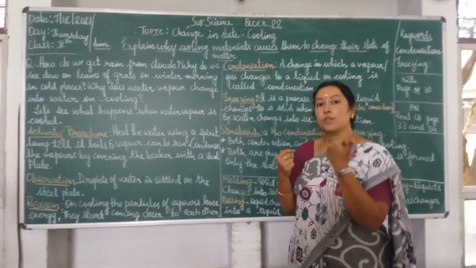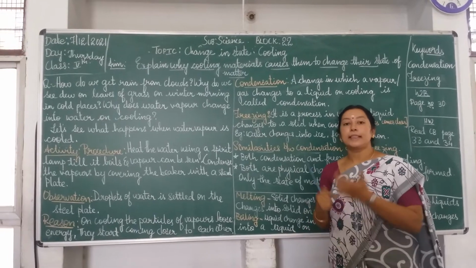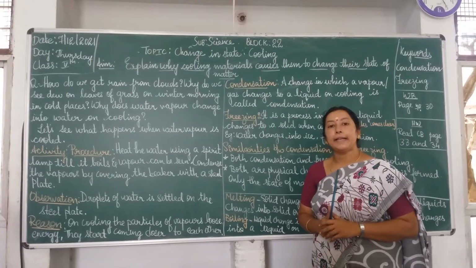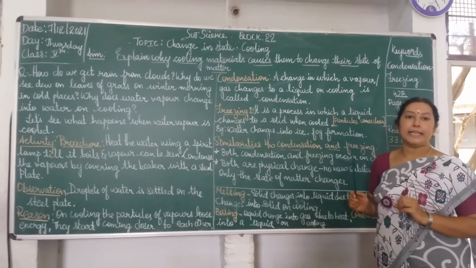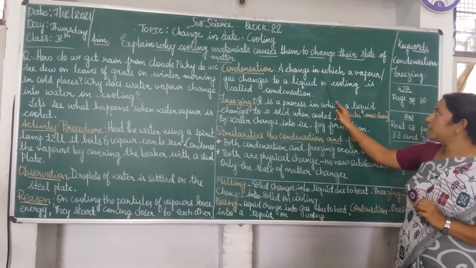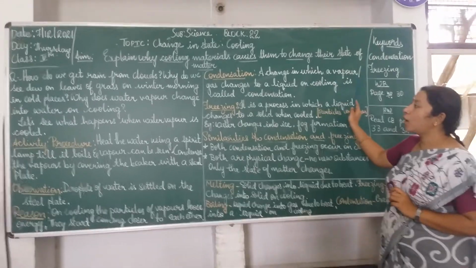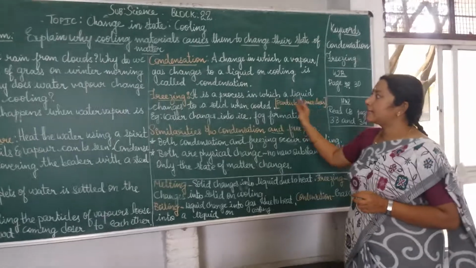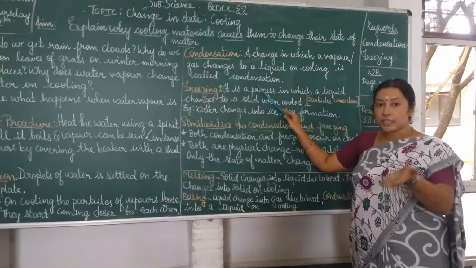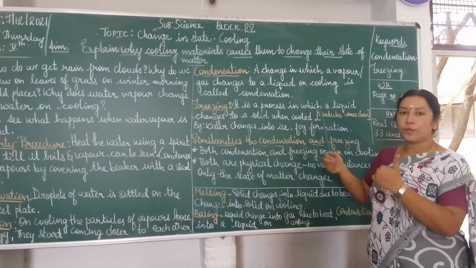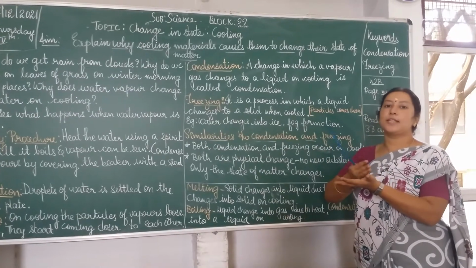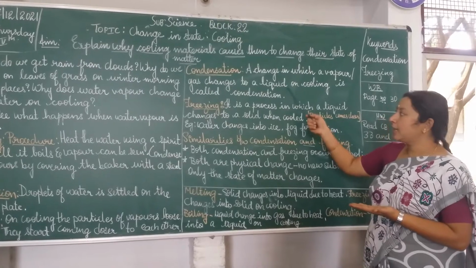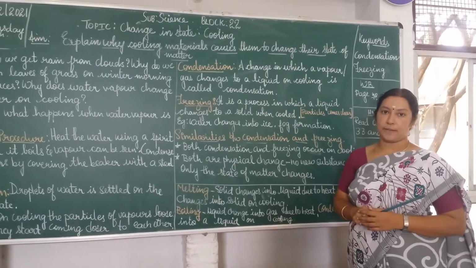Did you all understand? So what is this process known as? This process is known as condensation. I repeat, condensation. So what exactly is condensation? A change in which a vapor or gas changes to a liquid on cooling is called condensation. So that is what we did now. The water vapors I collected changed their form from gaseous state to liquid state. So this change is known as condensation.